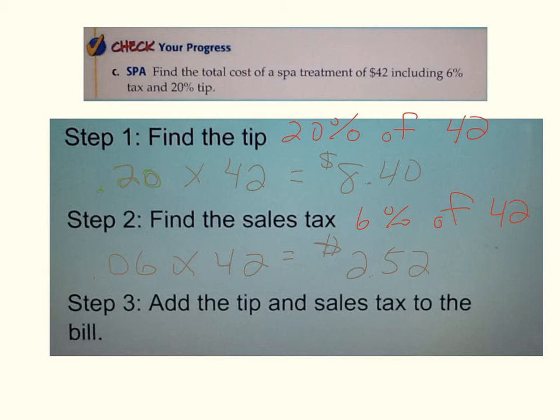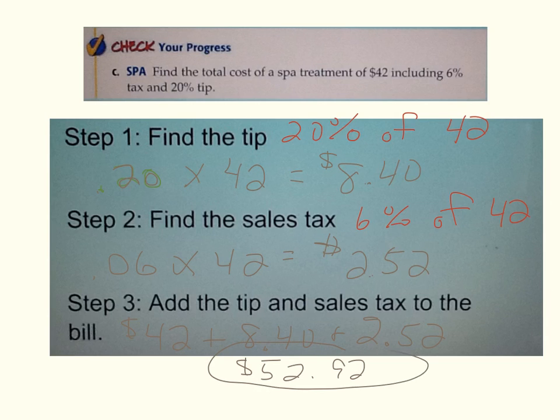Well, now we want to know what's the total cost. So we're going to add the tip, the sales tax, and the bill. So our bill is $42. Our tip is $8.40. And our sales tax is $2.52. Add all those together, and we end up with $52.92, which is the total that we will pay for our spa treatment.